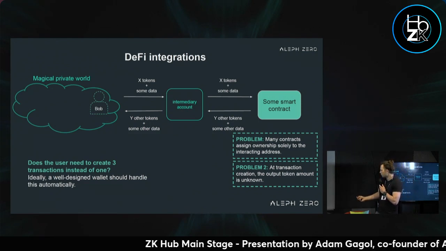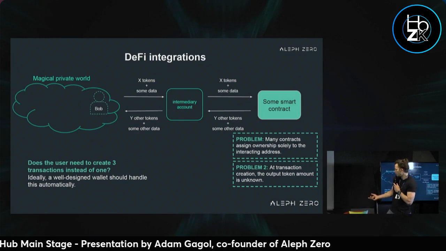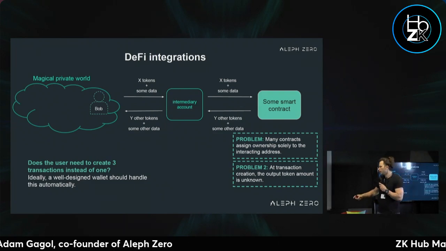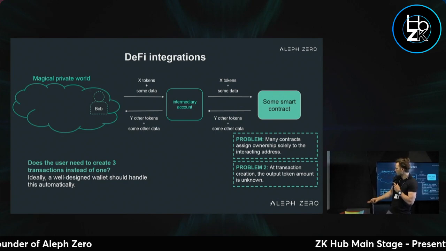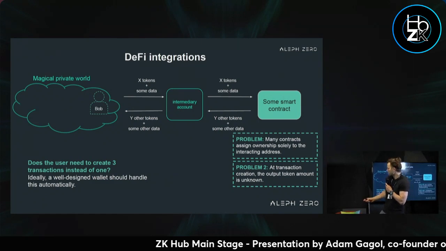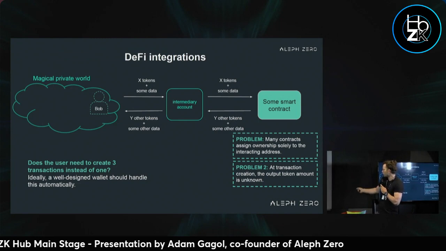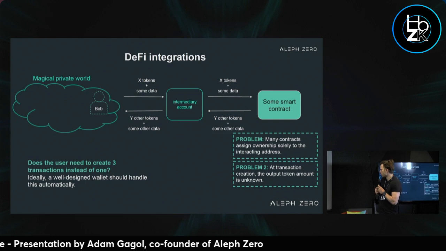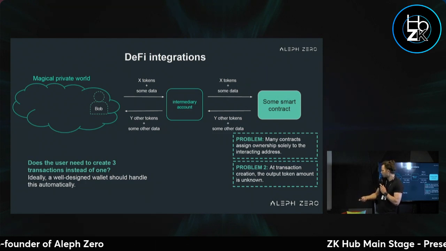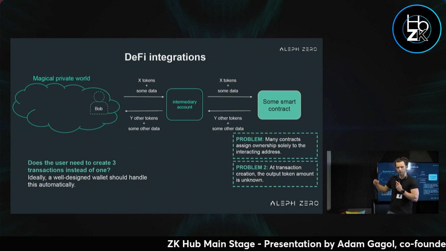Does the user need to create 3 transactions instead of 1? Well, yes, but a well-designed wallet should handle this automatically. In case there are no decisions to be made, and if every interaction pattern would look like that, this is relatively not so bad, because the wallet could do it for users. The wallet should create and sign all 3 transactions, exposing only the fact of doing this single operation to the user.